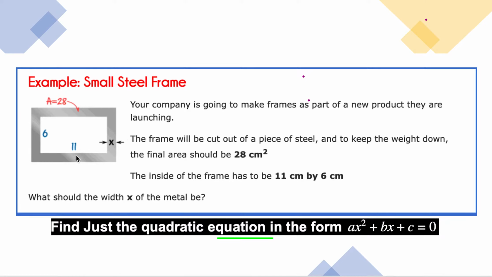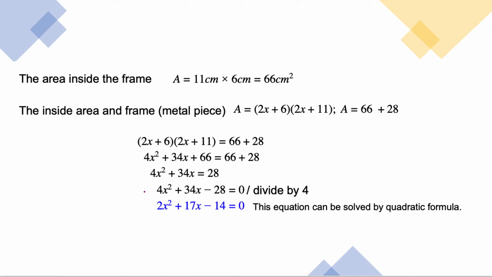The inside of the frame has to be 11 centimeters by 6 centimeters, what we already have here. And what should the width x of the metal be? What is this x, or this width? So now let's go to the next section.